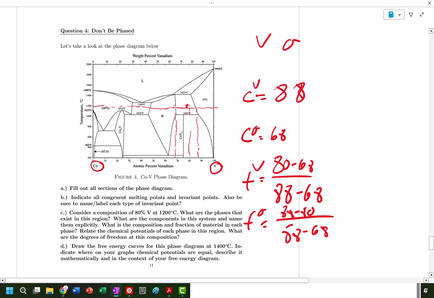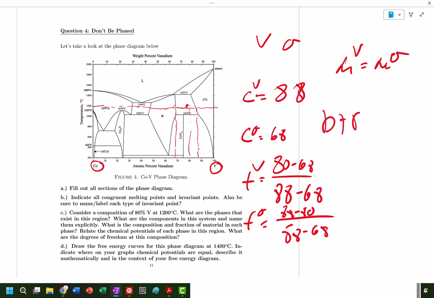Fantastic. Relate the chemical potentials. Chemical potential of my V phase is going to be equal to my chemical potential of my sigma phase. What are the degrees of freedom at this composition? So my degrees of freedom plus phases equals C plus 1. Components are 2. Phases are 2. Cancel, cancel. Degrees of freedom is 1. Makes sense.